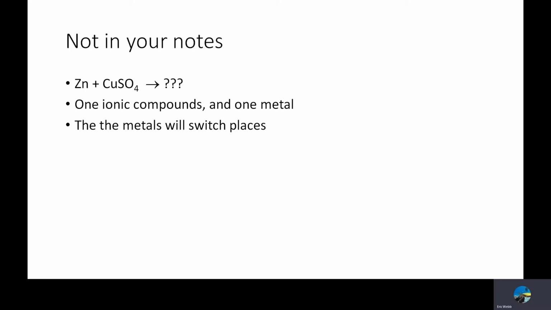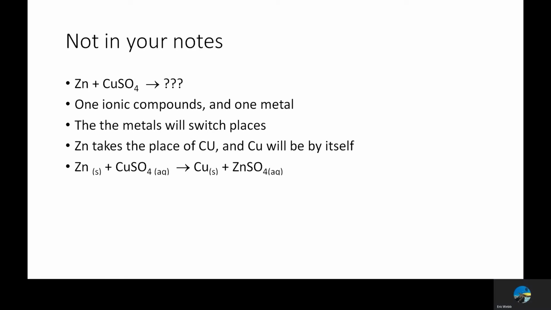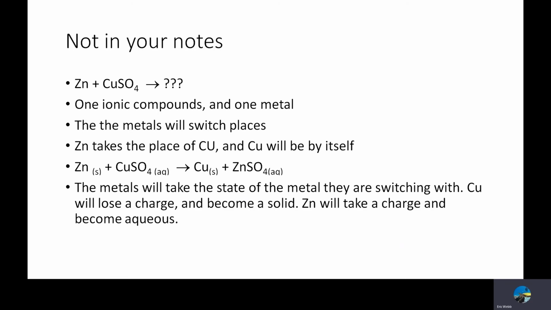So when we predict our final formulas, zinc will take the place of copper. Copper will be by itself. So we start out with zinc as a solid, copper 2 sulfate dissolved in liquid, and we'll finish up with some solid copper and some zinc sulfate. Just take note of those different states of matter. So we have zinc as a solid, we have the copper 2 sulfate as an aqueous solution. At the end of our reaction, we're still going to have a solid, we're still going to have an aqueous solution, but those products will be different.